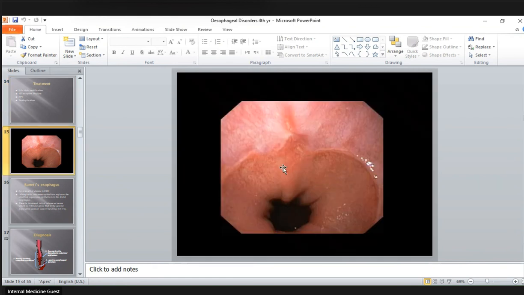This is an example of endoscopic inflammation in reflux disease. This is a small area which is inflamed, and actually there is probably a small ulceration in this area.